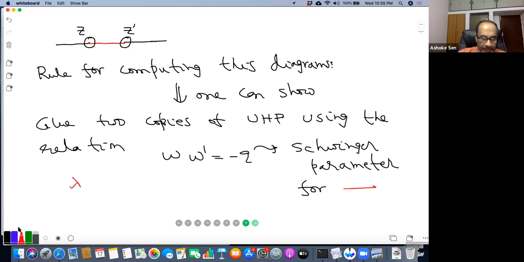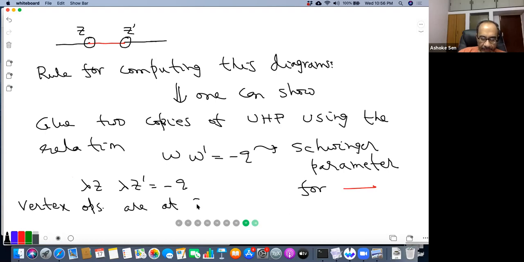If you write this as lambda z times lambda z prime equal to minus q, this tells us that the punctures, the closed string vertex operators, are at z equal to i and z prime equal to i. But using this language, it translates to z equal to i times q over lambda square.